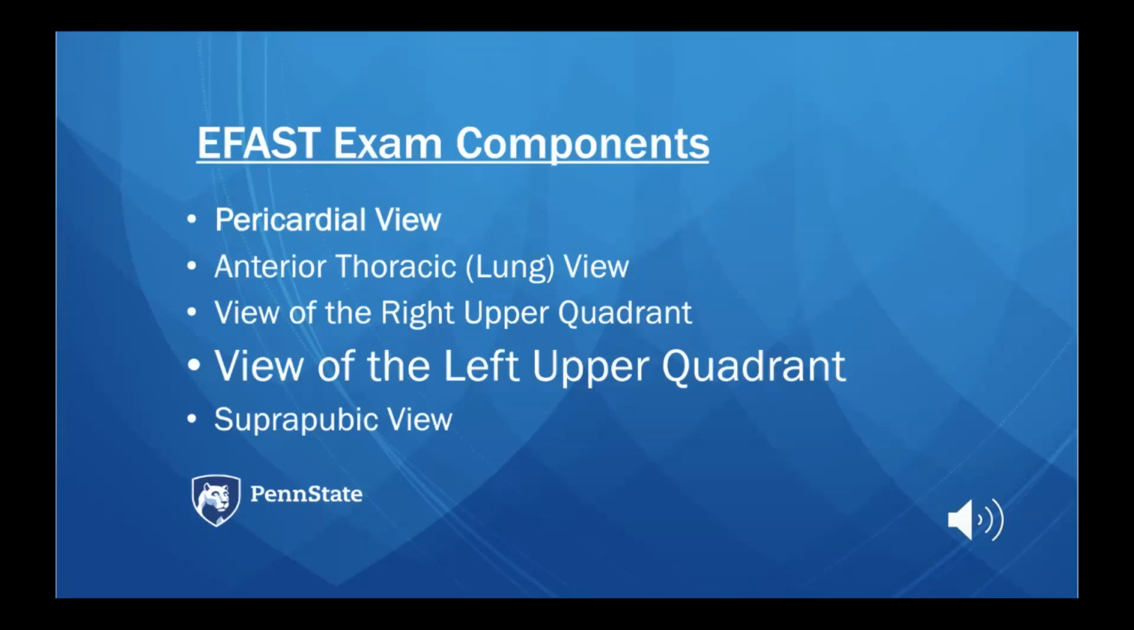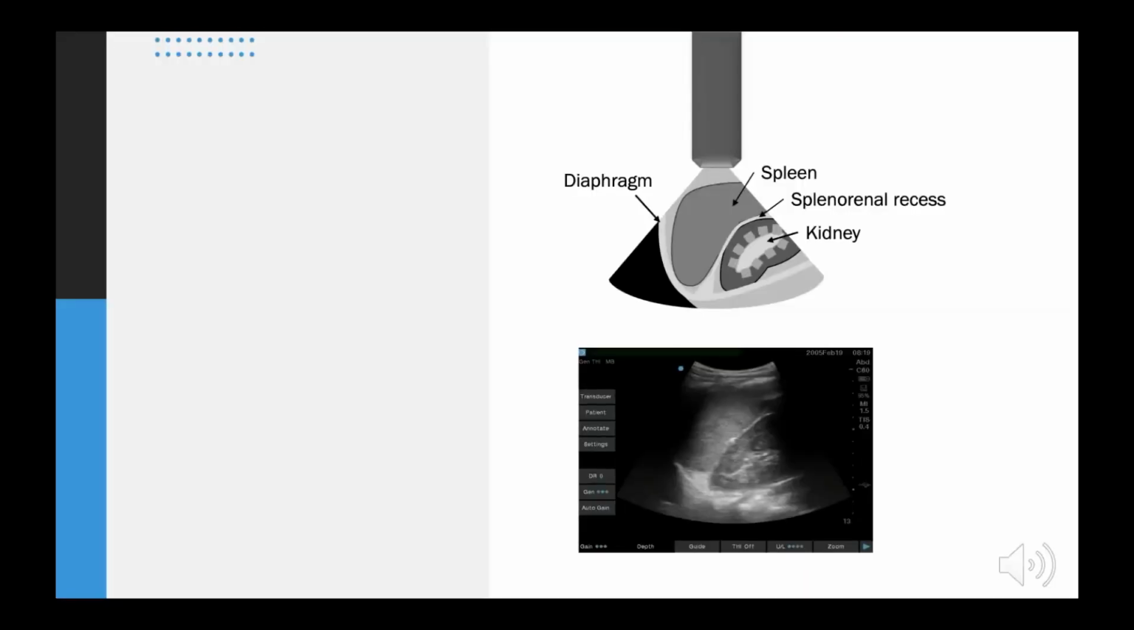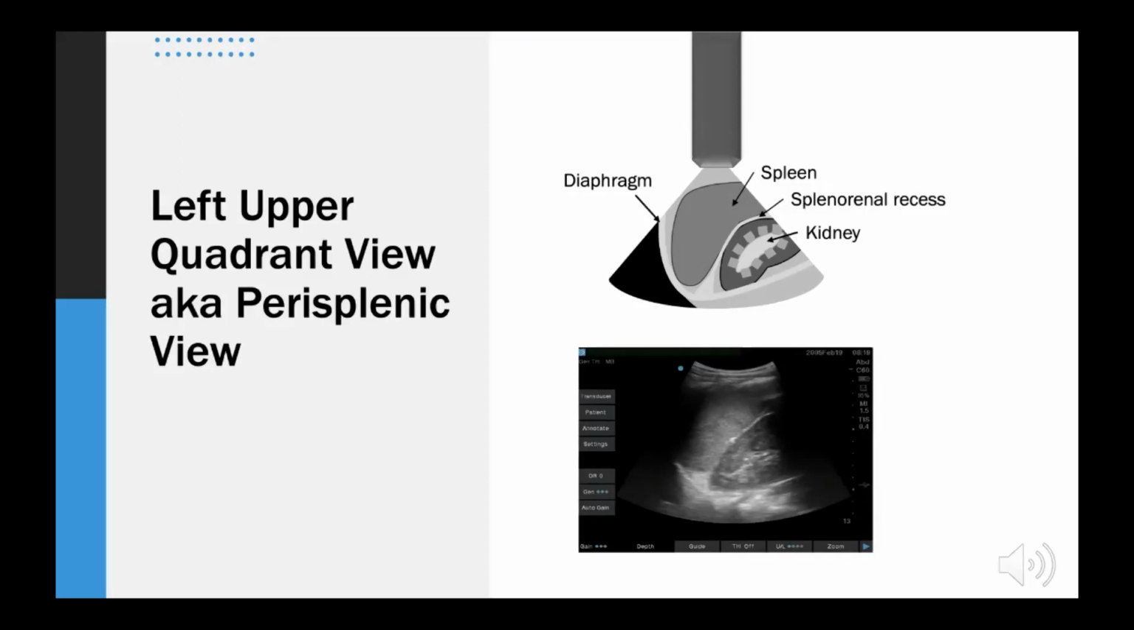This slide reviews the 6 components of the eFAST exam. We'll be covering the left upper quadrant view, also known as the parasplenic view. In the left upper quadrant view, we are examining the splenorenal recess for free fluid. The splenorenal recess is the place between the left kidney and the spleen. This view also checks for fluid below the diaphragm.